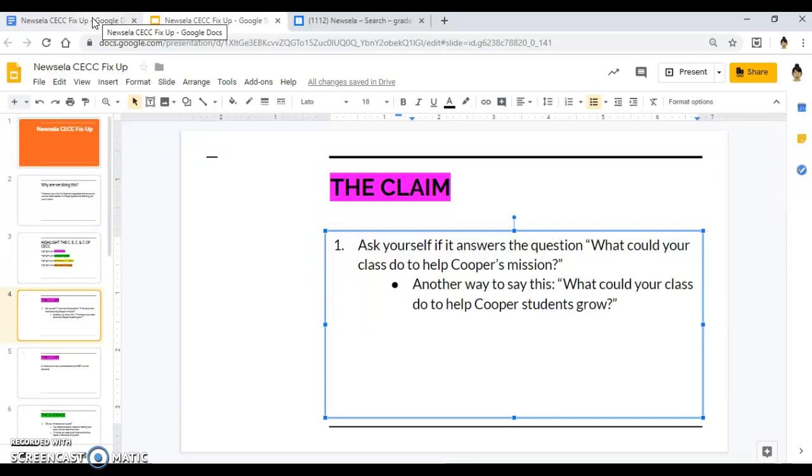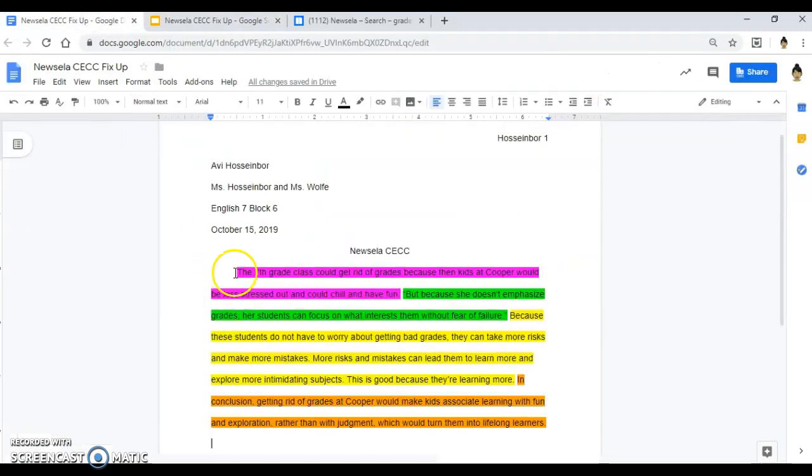Let me look at my claim and see, does it answer the question of what I could do to help Cooper students grow, okay? The 7th grade class could get rid of grades, so that's what we could do, because then kids at Cooper would be less stressed out and could chill and have fun. Okay, so it's saying if we got rid of grades, kids would be less stressed out.